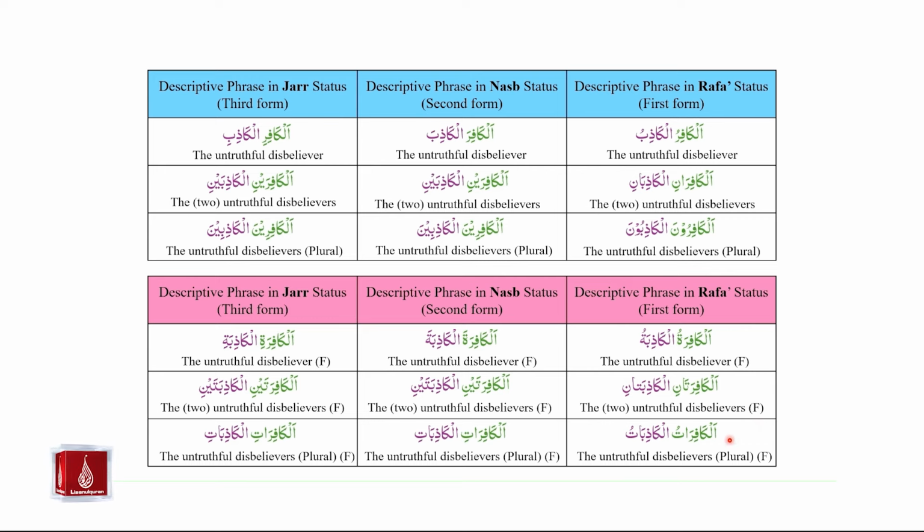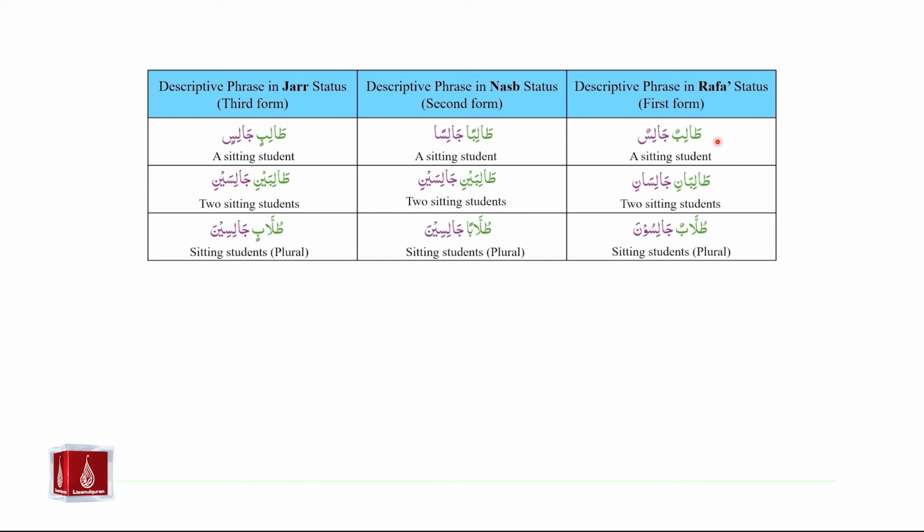Al-kafiratul kazibatu, al-kafiratil kazibati. Talibun jalisun, a sitting student. Here we do not have al with the mosuf or al with the sifat. That is why we are not using the in translation. Instead we will say a sitting student.